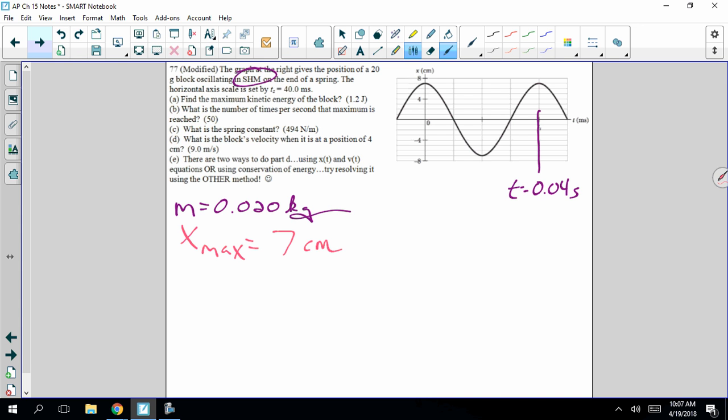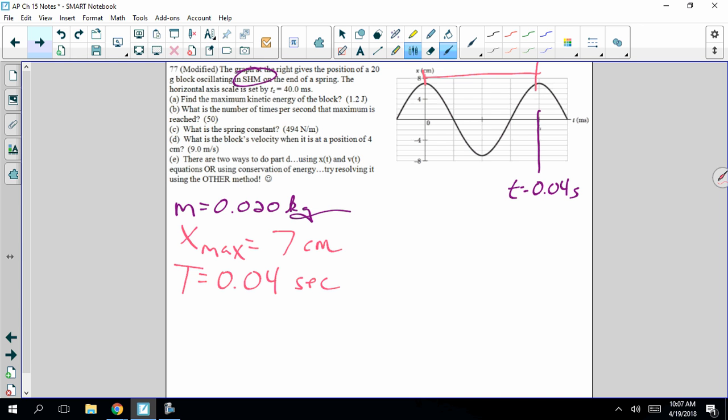The graph tells me some other information: how long the period is, right? The period is the time for one complete cycle, which happens to be the same as that T, right? 0.04 seconds, right?